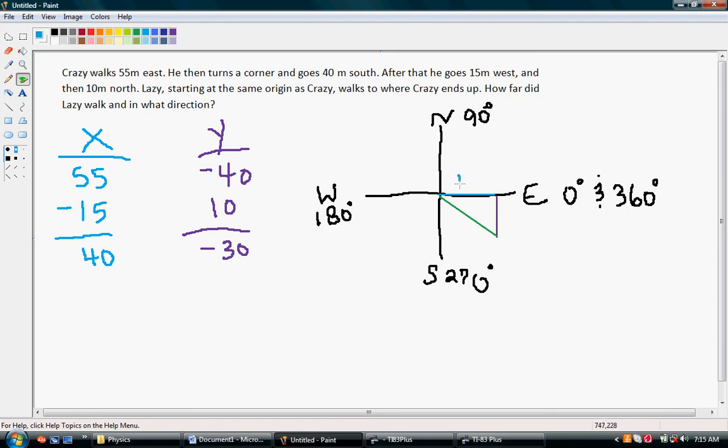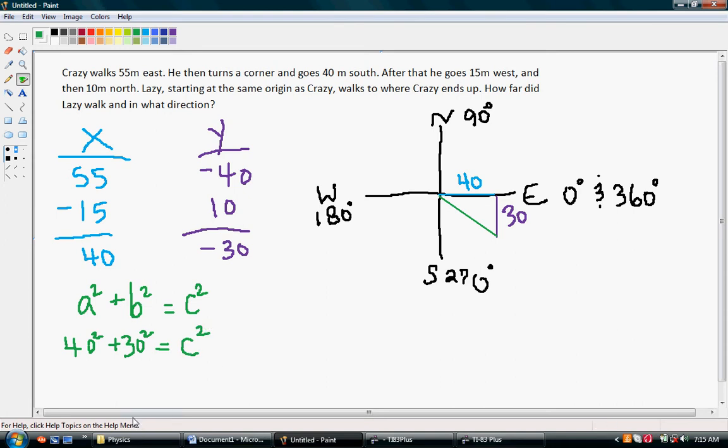We know that this is 40 meters, and we know that the magnitude of the length for this side is 30. So what we're going to do is use the Pythagorean theorem. We have a squared plus b squared equals c squared. We plug those in. 40 squared plus 30 squared equals something squared, but we don't know what that is.